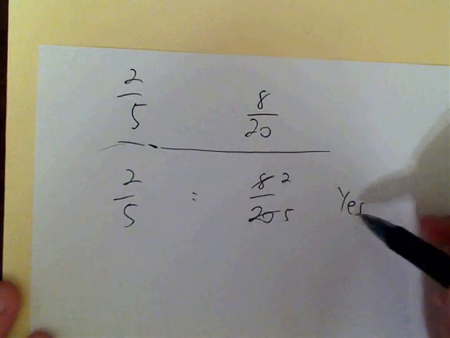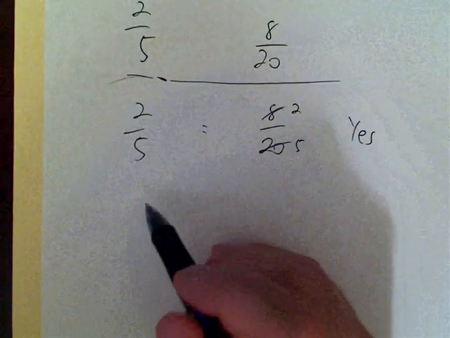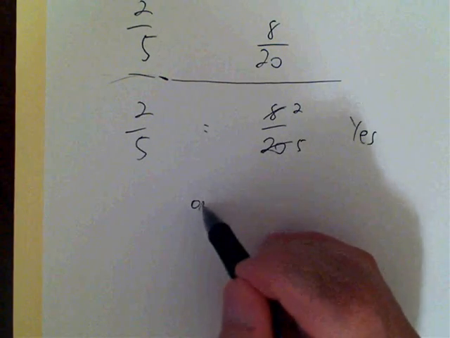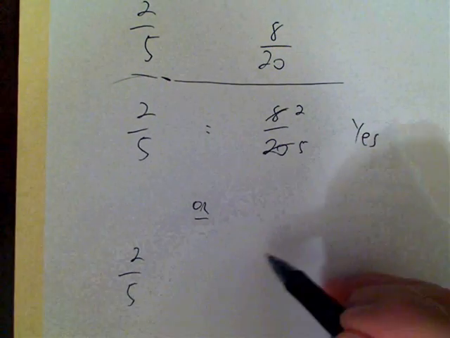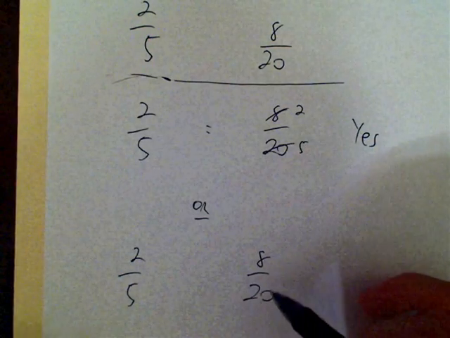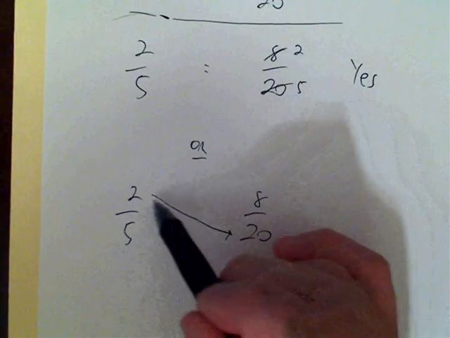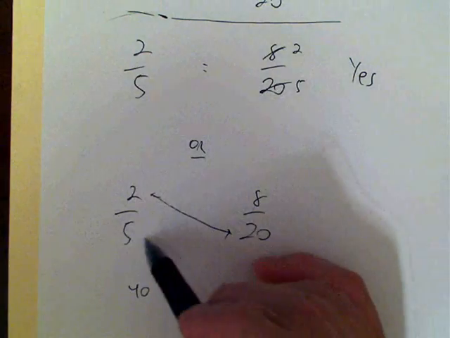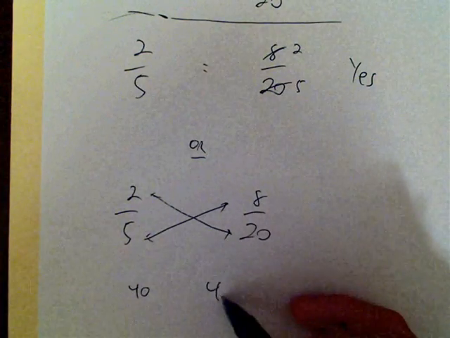Let's do the other method right quickly. Let's just go criss cross. 2 times 20 is 40. 5 times 8 is 40. Those are equal? Yes. And we are done.